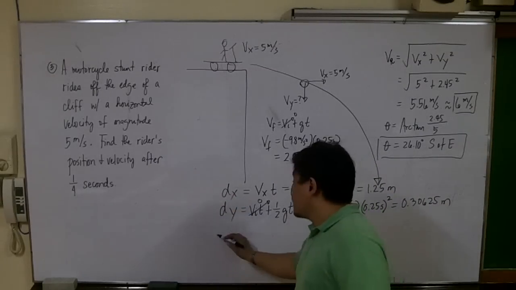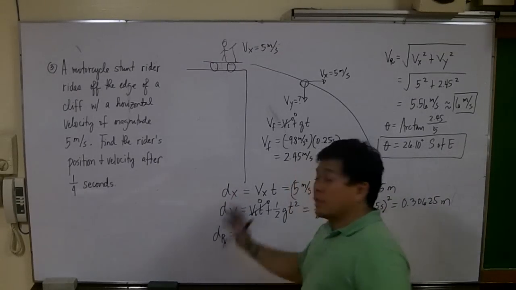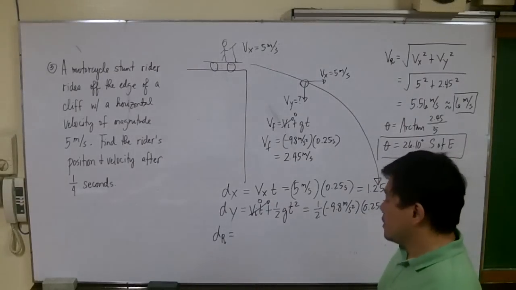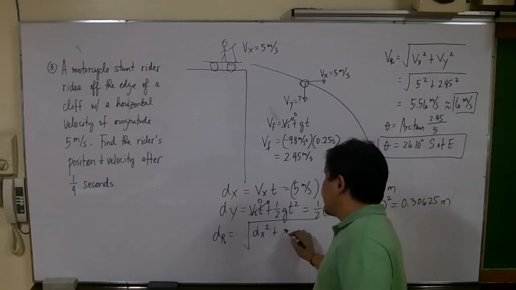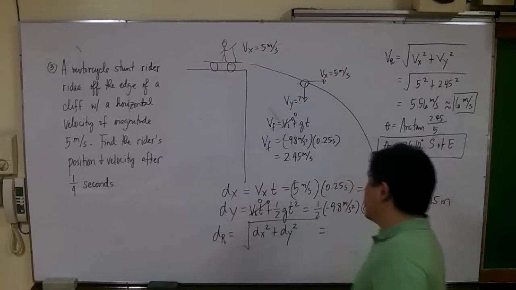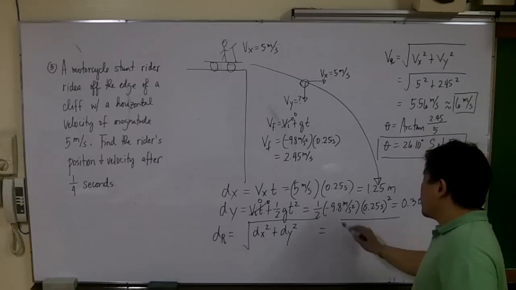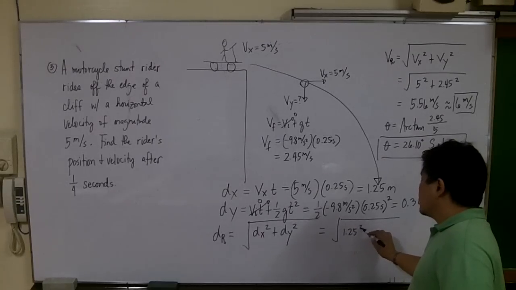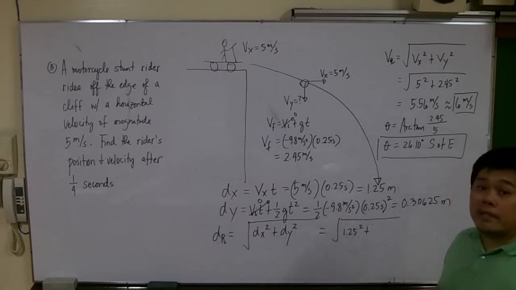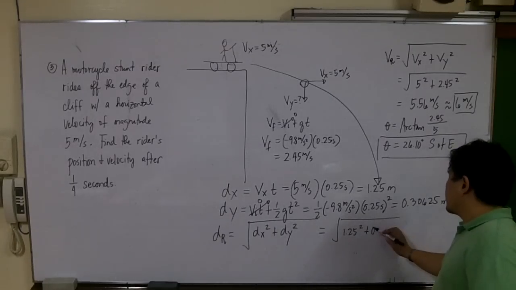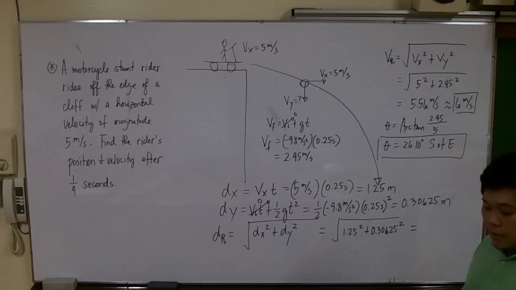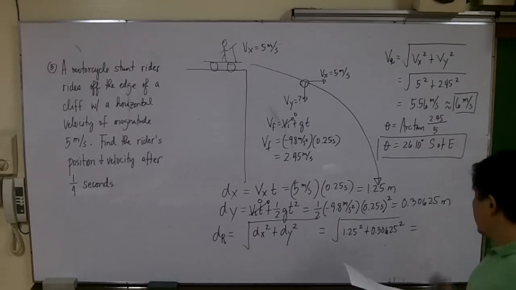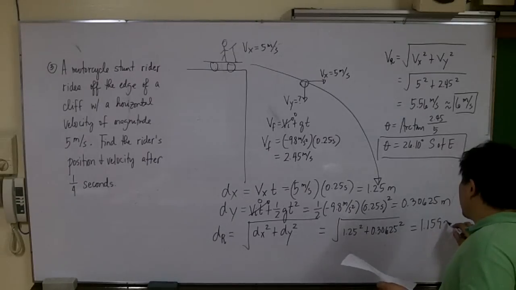Again, we have dx and dy. We can now solve for the resultant displacement, which is also our position. So d sub r is equal to the square root of d sub x squared plus d sub y squared. Our dx is 1.25 meters, and our d sub y is 0.30625 meters. On solving, you will get 1.159. Rounding off to one significant figure, you have 1 meter.